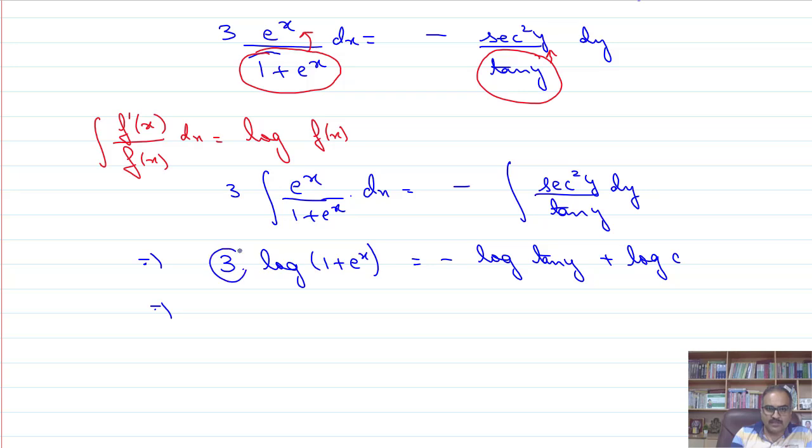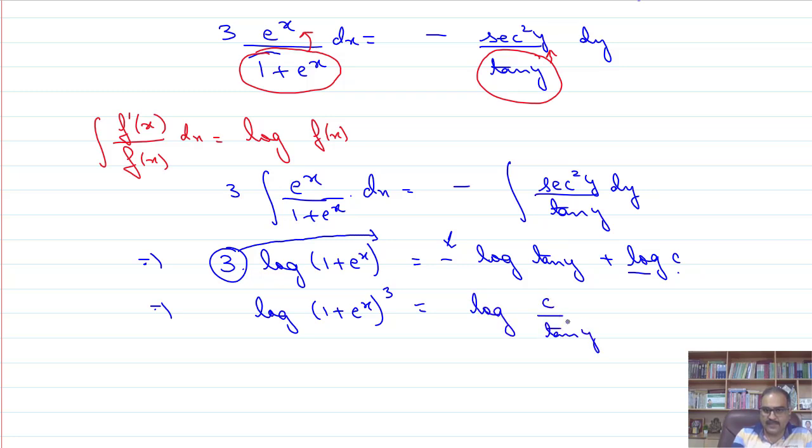Now this 3 I'll take with the property of log, so this will be carried on the power. So log of 1 plus e raised to power x whole cube is equal to, now the property log m minus log n, so it will be log of m over n, c over tan y.